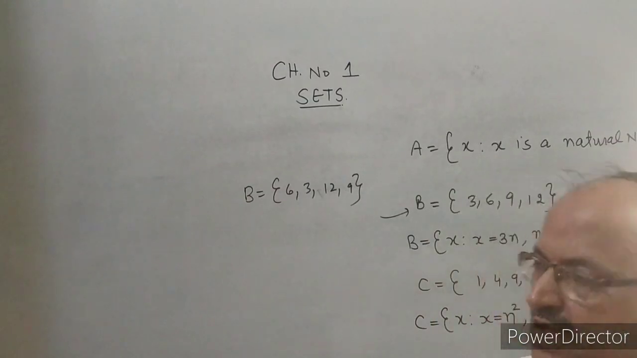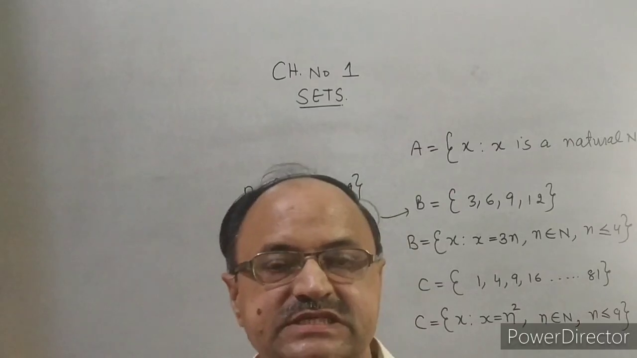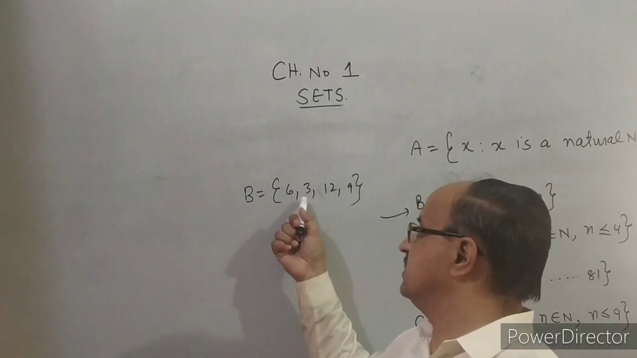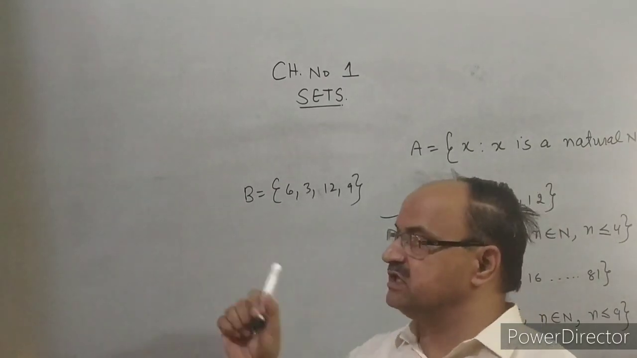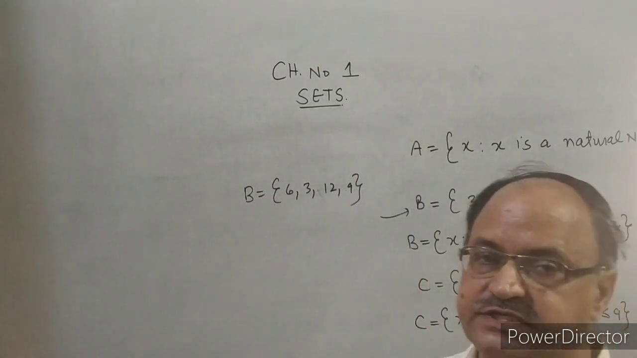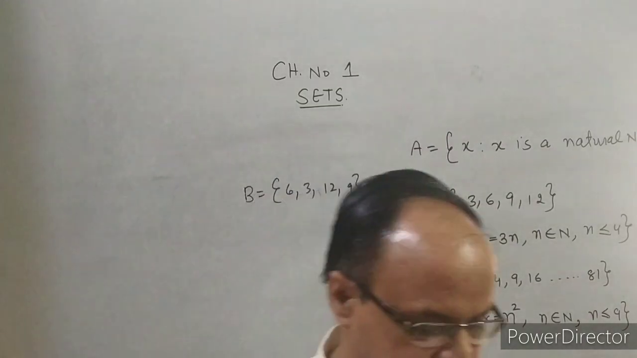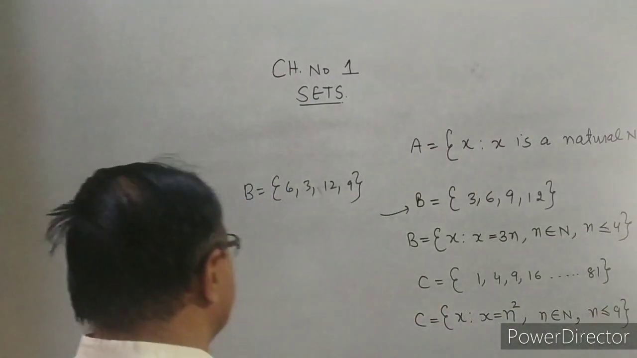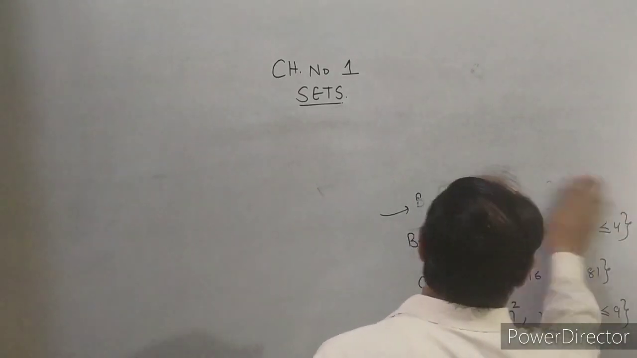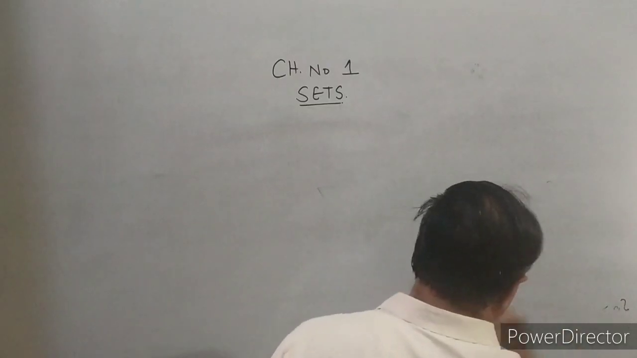Correct? In the roster form, a digit is not repeated. Suppose set B is equal to 6, 3, 3. There is no need to repeat the digit. Clear? Write one digit one time. Clear? So this is some explanation of sets. With the help of this, you can solve some questions.